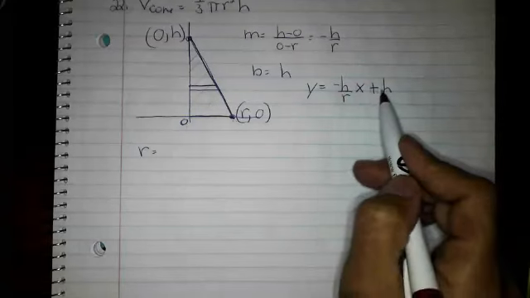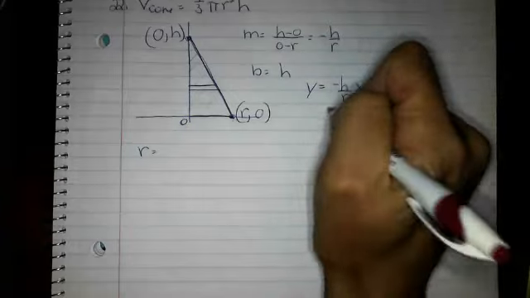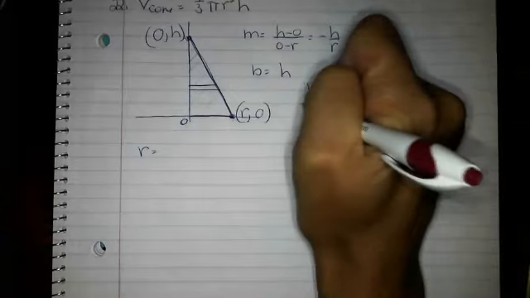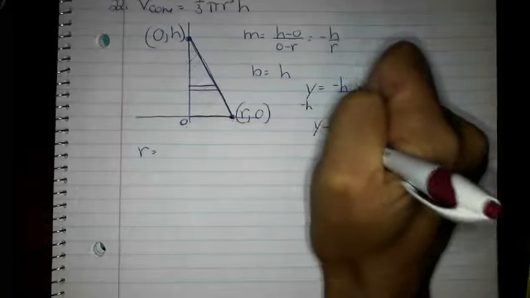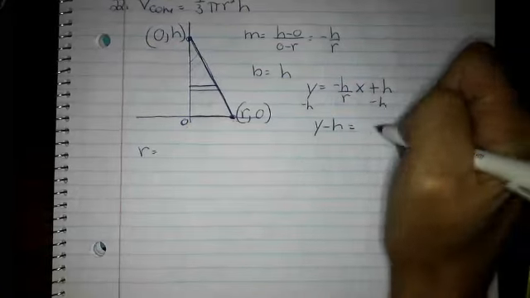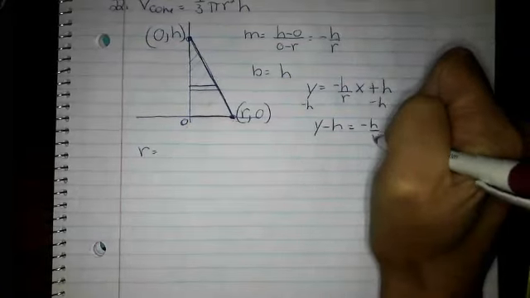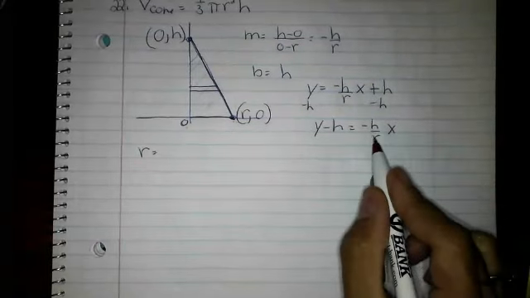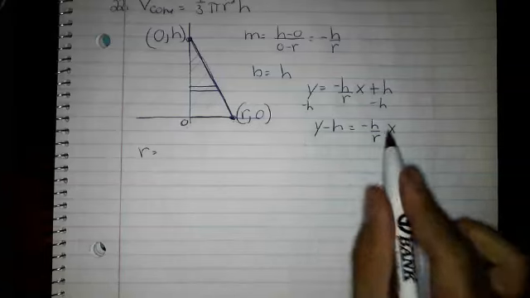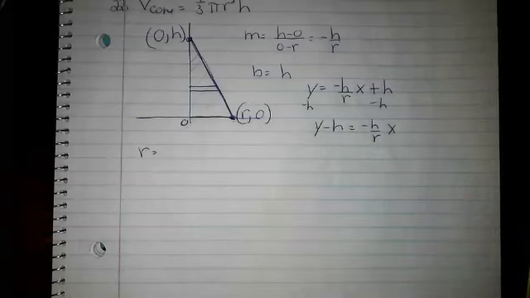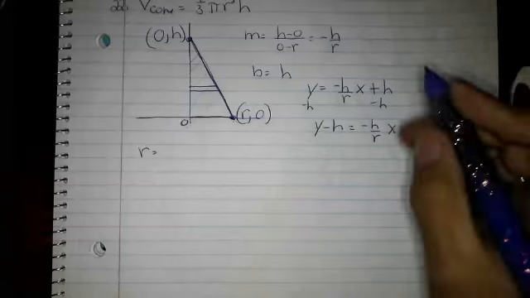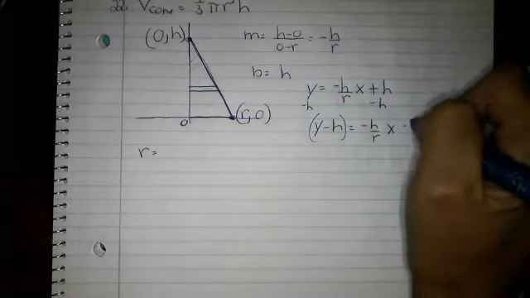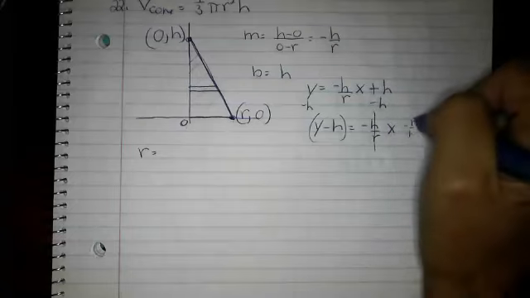So first thing I'm going to do is subtract h. Oh, y is a letter too. X and y are letters. So first subtract h. So y minus h equals a negative h over r times x. Now to get x by itself, I'm going to multiply by the reciprocal on both sides. So we're going to times this whole side by a negative r over h. That's going to cancel.